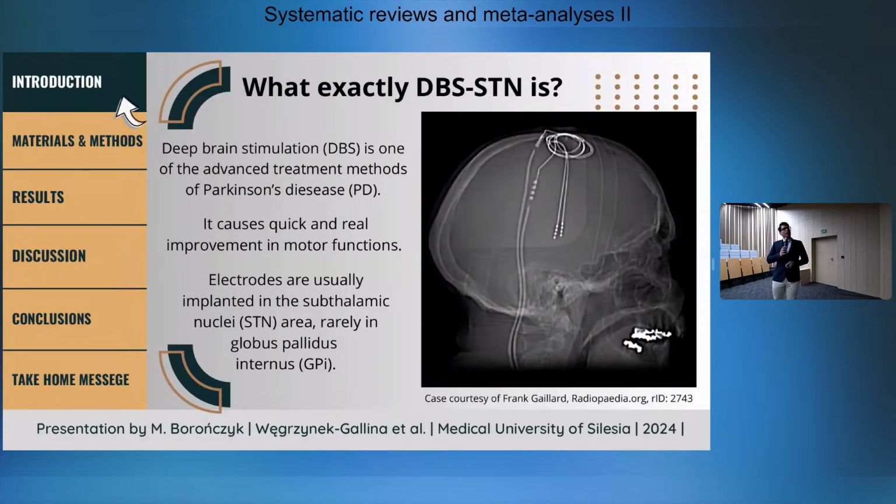So, deep brain stimulation, DBS, is one of the advanced treatment methods of Parkinson's disease and causes quick and real improvement in motor functions. On the right side, you can see the X-ray of a patient with implanted DBS electrodes. They are put in the patient's brain during neurosurgery and usually located in the subthalamic nuclei, rarely in the globus pallidus.